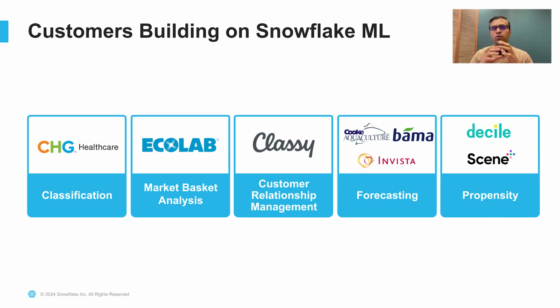Many customers such as Ecolab, Invista, and Scene have built mission-critical ML models using Snowflake. These range from classification models to improve customer matches, market basket analysis models to analyze purchasing patterns and recommending new items, CRM models to predict customer lifetime value and tailor promotions based on that, supply chain forecasting models to predict delivery dates, and lastly, propensity models to determine if a customer would subscribe to a specific product or service you sell. I'm going to dig deeper into a couple of these customer stories to provide some more color.